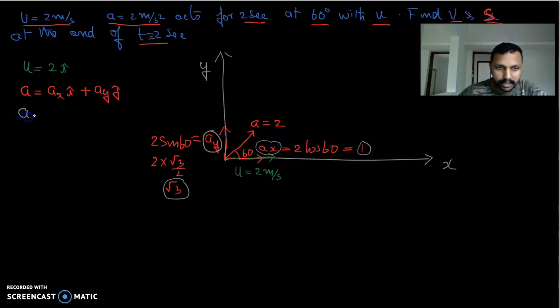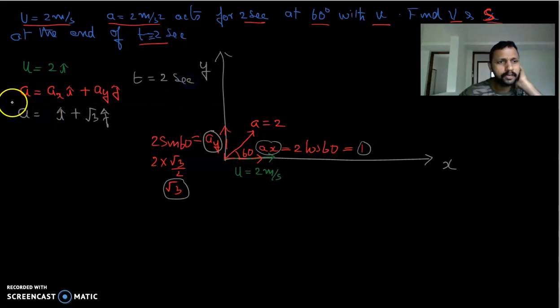Therefore, I could write a is equal to ax i cap, that means 1 i cap, which can be written as i cap, plus ay j cap, which is root 3 j cap. Okay. Now we have acceleration and initial velocity in vector form. We know the time is 2 seconds. Therefore, let me write t is 2 seconds.